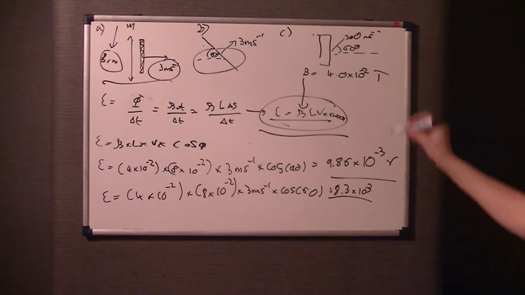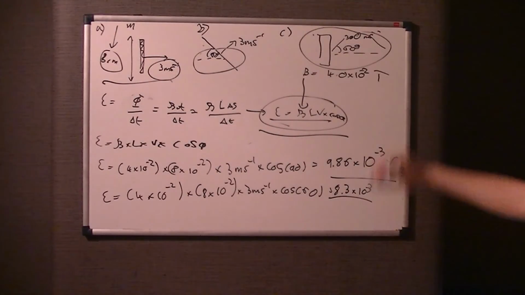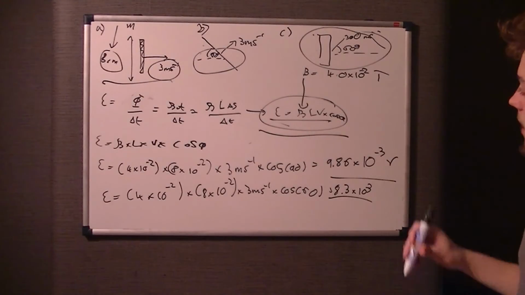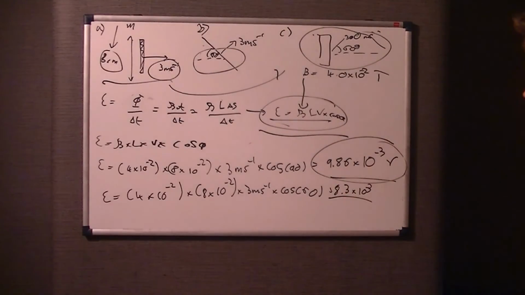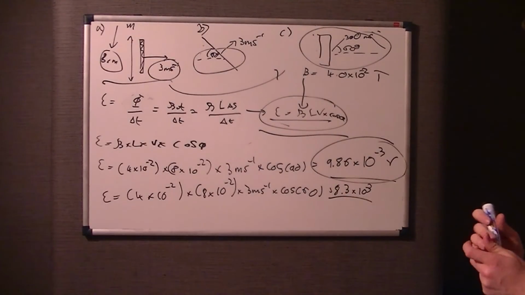Okay, now this part C, because it's just being pulled at that angle, it's not actually moving at that angle, you would get the same answer as for part A, which is this 9.86 times 10 to the minus 3.